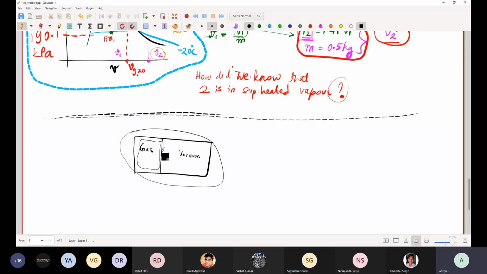when you rupture the membrane, the gas fills the vacuum. The process of the gas filling the vacuum happens very quickly, so it's not a quasi-static process, and it's definitely a process where the back pressure is zero, because vacuum means the pressure is zero. So in such cases you will safely assume that the work done by the gas is zero. Okay, all right, so this is just a small thing that I wanted to mention.